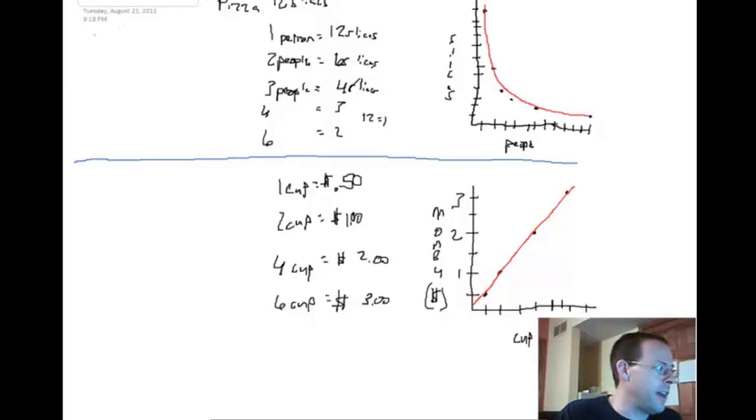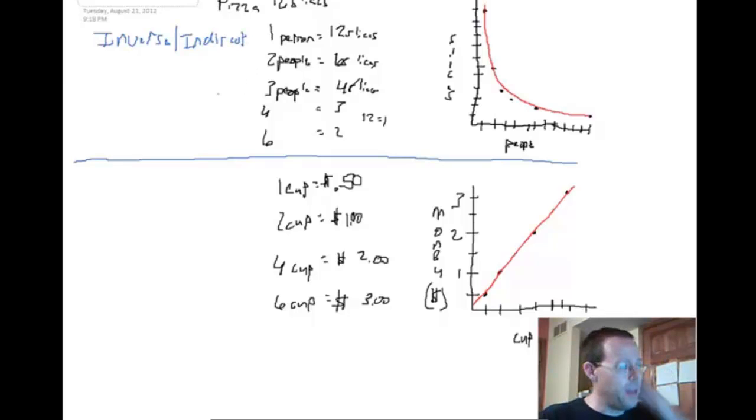And what that's known as is an inverse relationship. Possibly in math, you might also call it an indirect relationship. But inverse or indirect, as one goes up, the other one goes down.